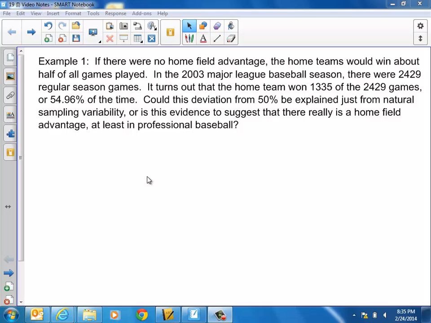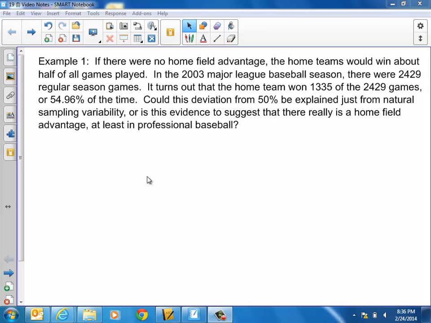I've got two examples for you guys. If there were no home field advantage, the home teams would win about half of all games played. In the 2003 Major League Baseball season, there were 2,429 regular season games. It turns out that the home team won 1,335 of these 2,429 games, or 54.96% of the time the home team won. Could this deviation from 50% be explained just from natural sampling variability, or is this evidence to suggest that there really is a home field advantage, at least in professional baseball?